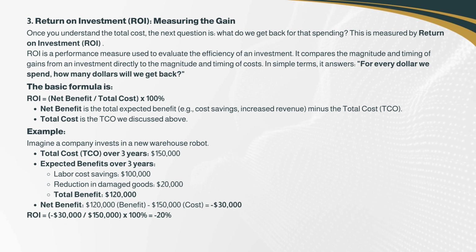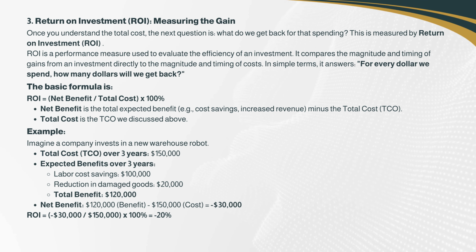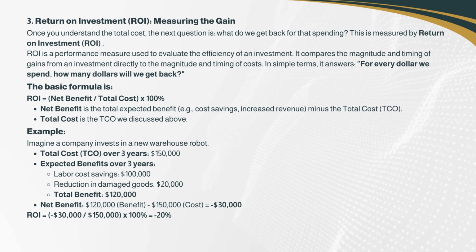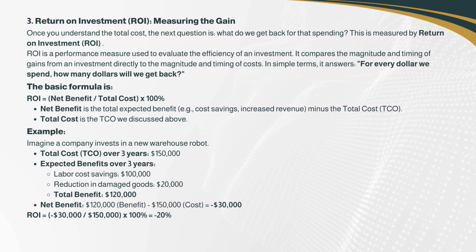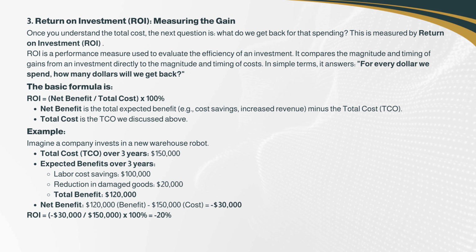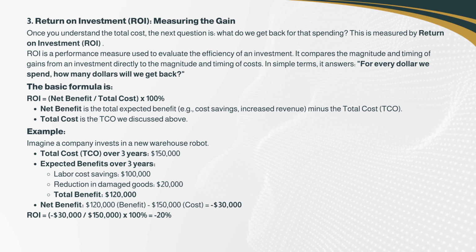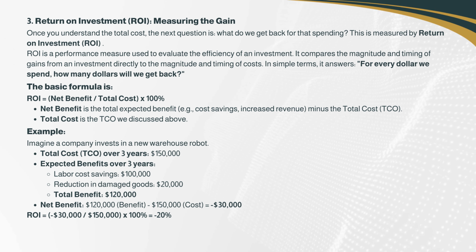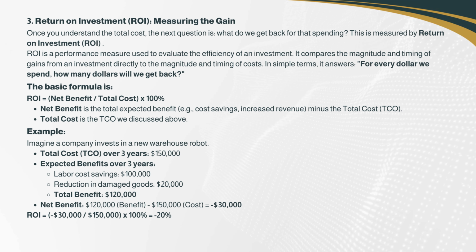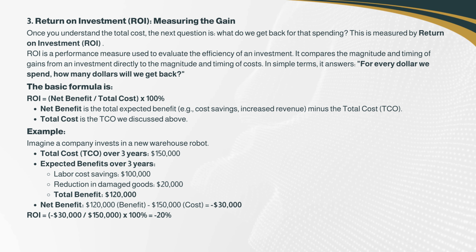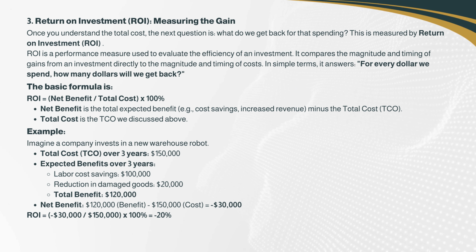Example: imagine a company invests in a new warehouse robot. Total cost, TCO, over 3 years: $150,000. Expected benefits over 3 years: labor cost savings, $100,000. Reduction in damaged goods, $20,000. Total benefit, $120,000. Net benefit: $120,000 benefit minus $150,000 cost equals minus $30,000.